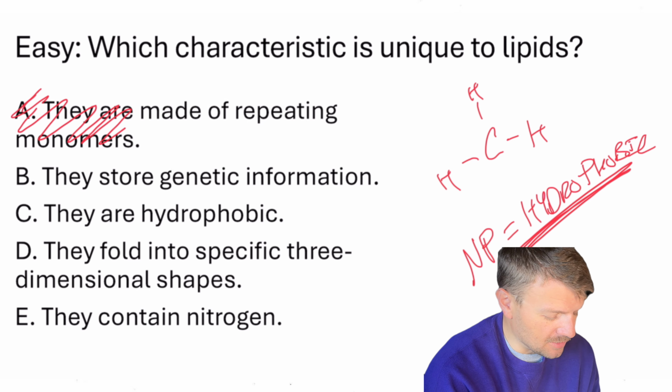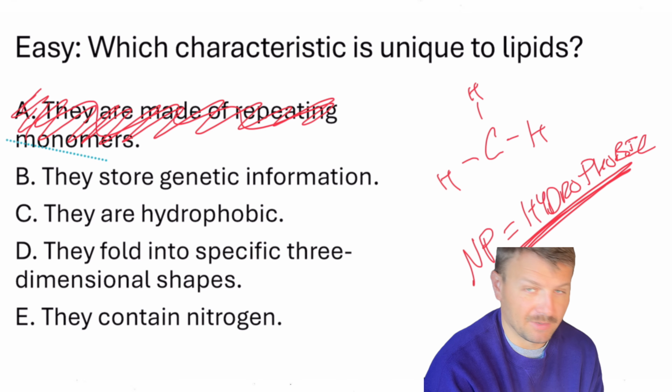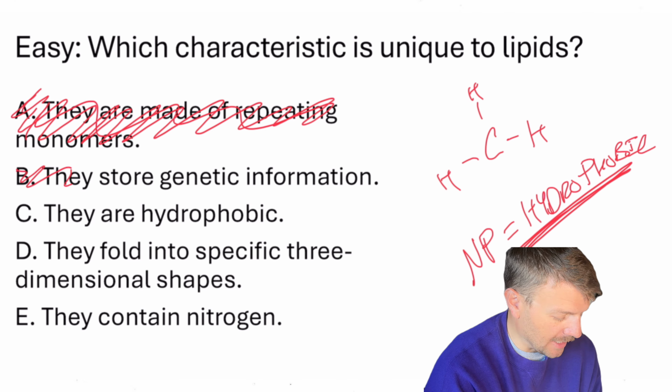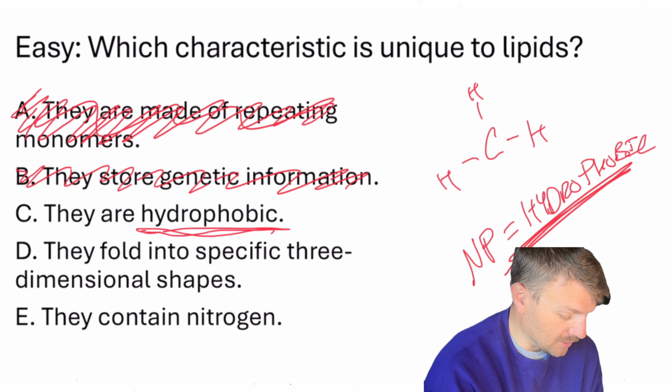Note, that's pretty much the same for all macromolecules. B, they store genetic information. Nope, that's going to be nucleic acids, so that one's out. C, they are hydrophobic. We just talked about that. That seems like the answer, but let's make sure. D, they fold into specific 3-dimensional shapes. Nope, that's proteins. We can scratch that one out.